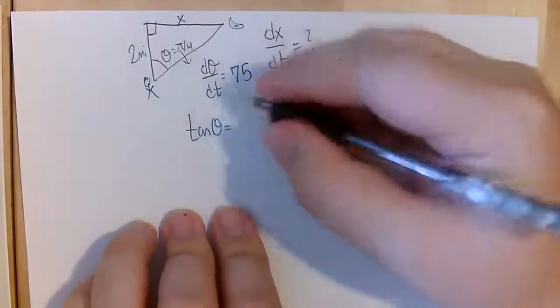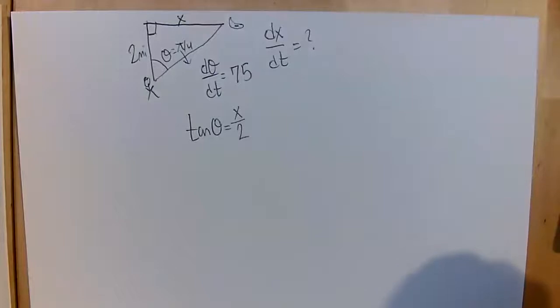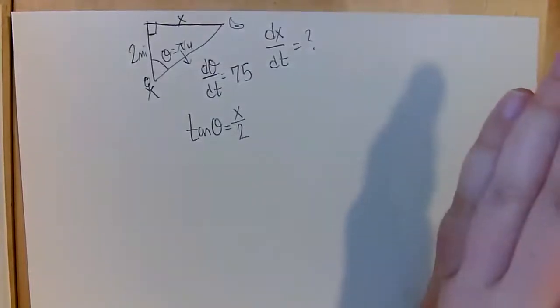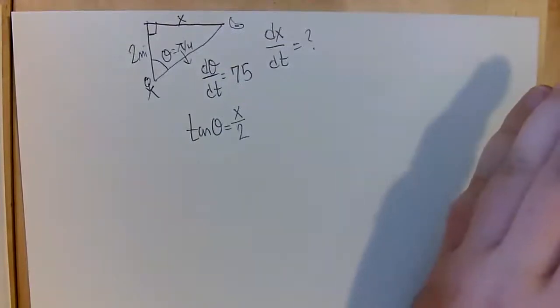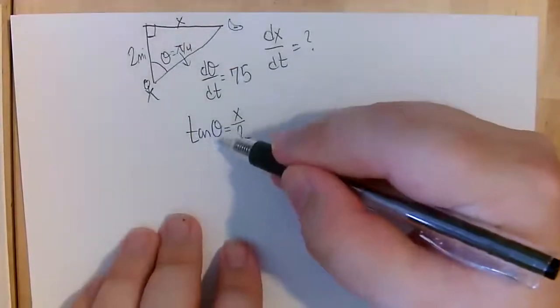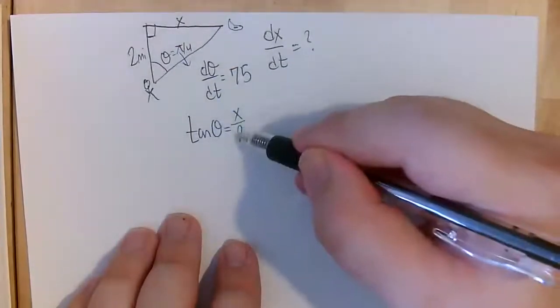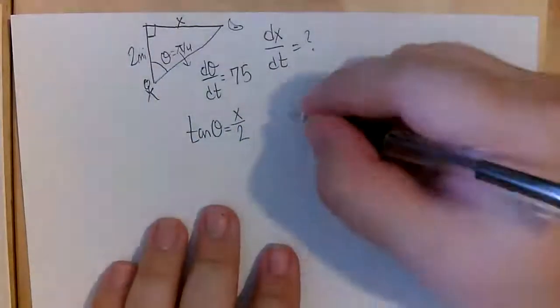So tangent of theta will be x over 2. This is going to be our equation here. Now you might say, okay, Dr. Manley, you said earlier that we shouldn't plug in specific numbers until we've done the derivative. But there are exceptions to this. Notice that I didn't plug in pi over 4 for theta, but I did plug in 2 for this distance here.